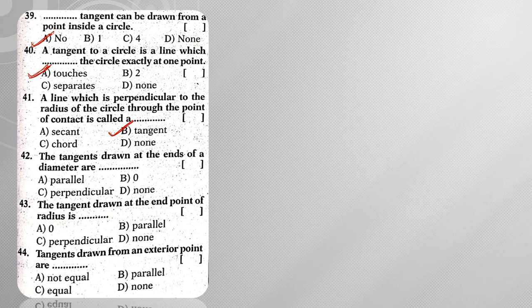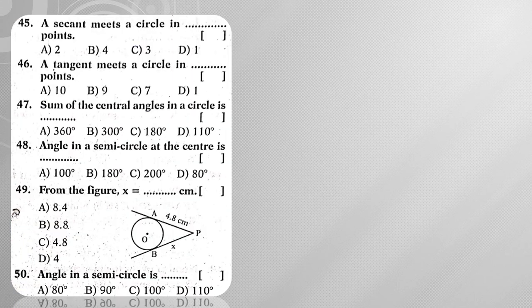Next, the tangents drawn at the ends of the diameter are parallel. The tangents drawn at the end point of the radius is perpendicular to the radius. Next, tangents drawn from an exterior point are equal. Next, a secant meets a circle in dash points. So a secant meets a circle in 2 points. Next, a tangent meets a circle in 1 point.